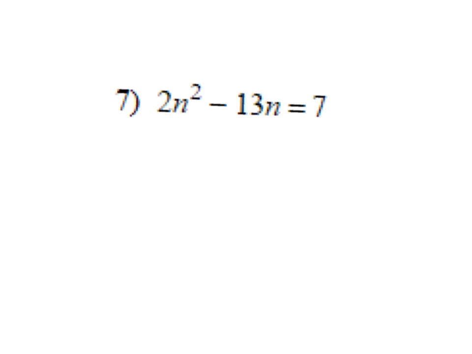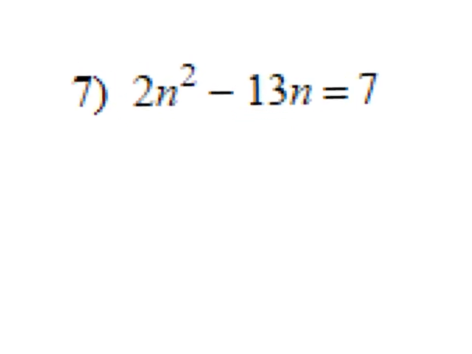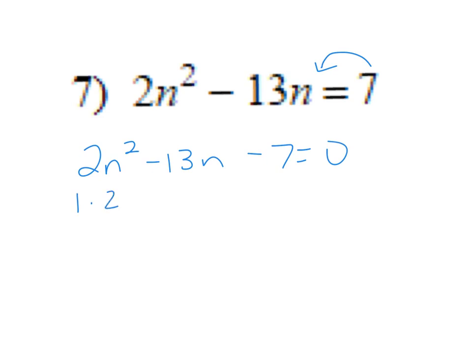Okay, on problem number 7 here, we're going to go ahead and set equal to 0 by moving that 7 over. Okay, so I'm going to get 2n squared minus 13n minus 7 equals 0. So now I've got 1 times 2, 1 times 7. Okay, now when I run my inside-outsides, 1 times 7 is 7. 2 times 1 is 2. That is not going to get me a 13 in the middle. So I'm going to take all that off.